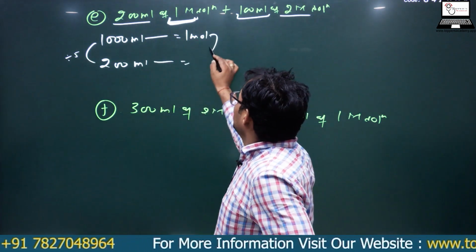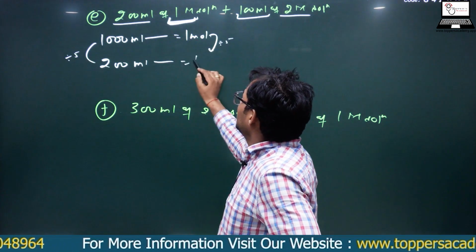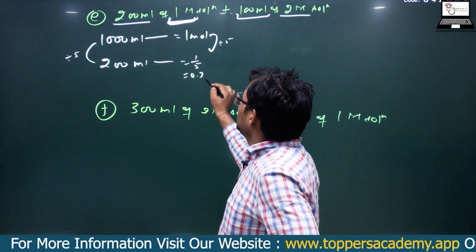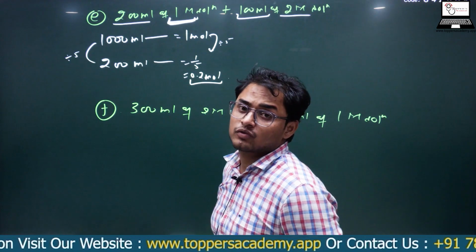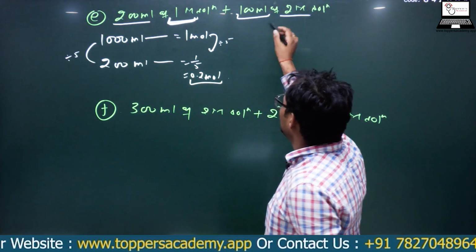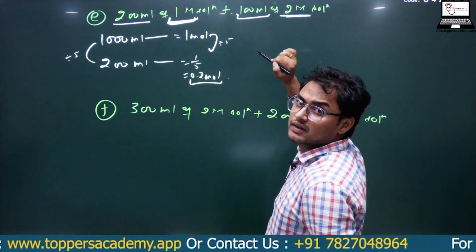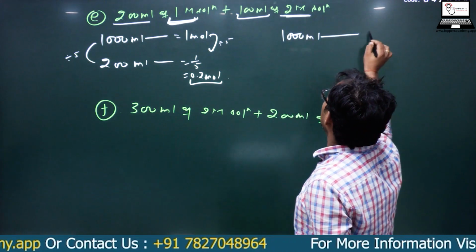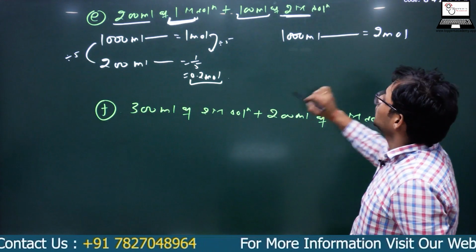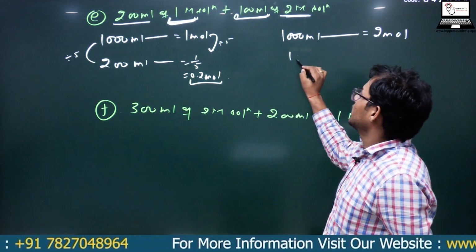So here you will also divide by 5, so 1 by 5, that means 0.2 mole of solute will be present here. Now my dear students, 2 mole per liter, the molarity is given here. So 1000 ml contains 2 mole of solute.